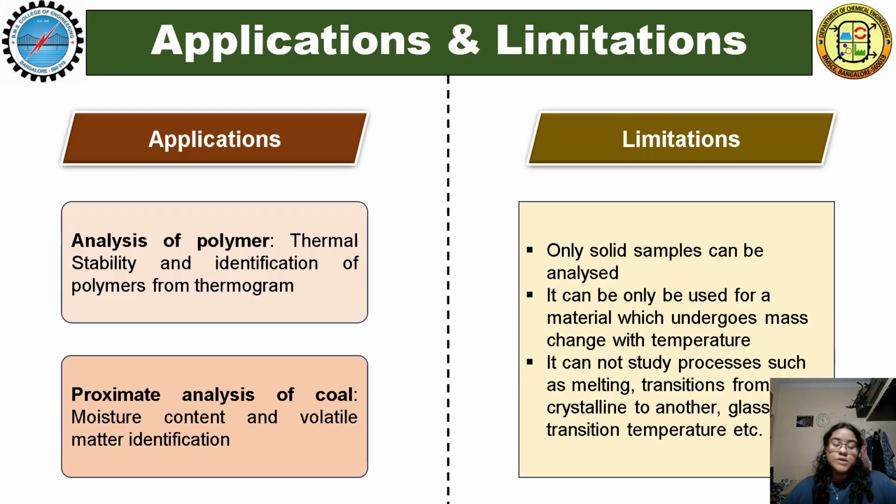However, there are some limitations for thermogravimetric analysis. Only solid samples can be analyzed, liquid and gaseous samples cannot be analyzed through this method. It can only be used for a material which undergoes mass change with temperature. It cannot study processes such as melting, transitions from one crystalline to another, or even glass transition temperature.